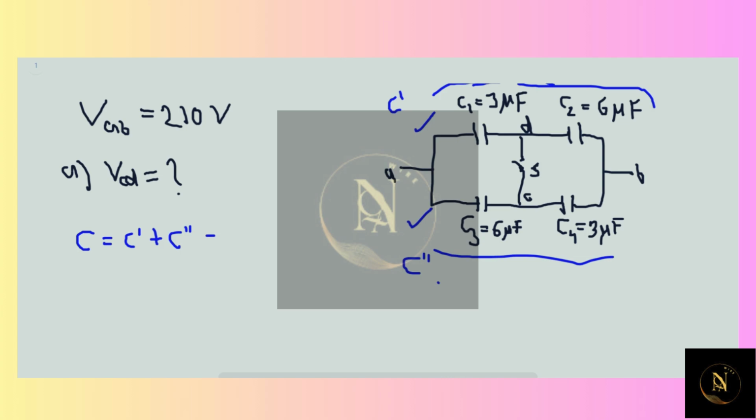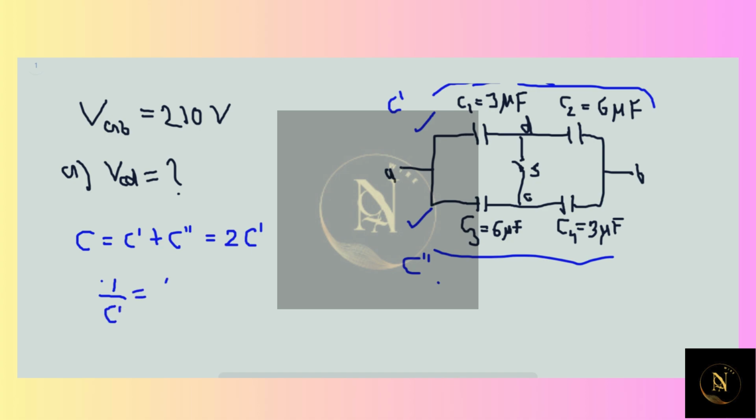But the equivalent capacitance of the two branches is going to be the same, because they have the same combination of capacitors, 3 microfarad and 6 microfarad in series. So it's going to be 2 times C prime, since C prime is equal to C double prime. Now, for calculating C prime, since C1 and C2 are connected in series, I can calculate C prime like this.